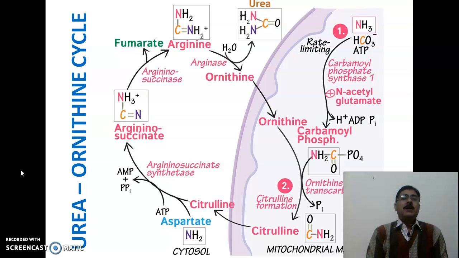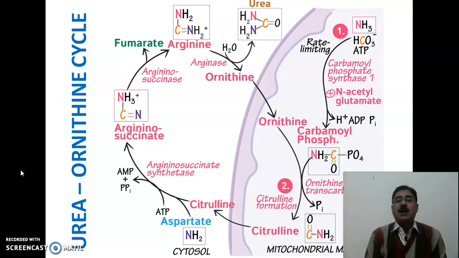This is the complete urea ornithine cycle. You can see on one side the mitochondrial matrix where the N-acetyl glutamate, in presence, reacts with ammonium bicarbonate and two ATP molecules, and in presence of carbamoyl phosphate synthetase enzyme there is formation of carbamoyl phosphate, which is a one nitrogen atom containing compound. This one nitrogen compound combines with ornithine, which is a 2N compound, and there is formation of citrulline, which is the second reaction in this case.